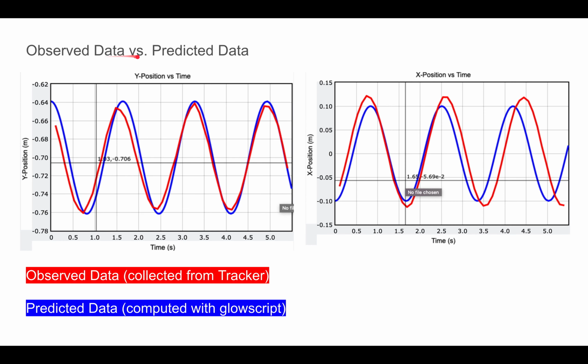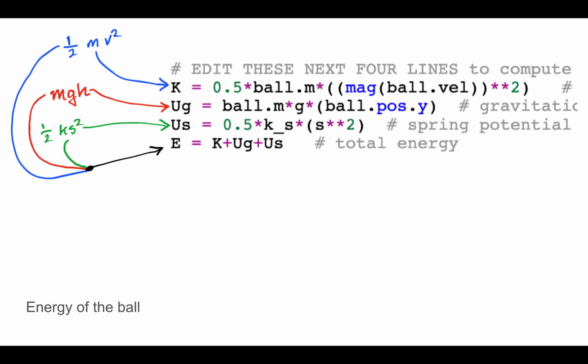Here we have the observed data versus the predicted data. Observed data is in red, collected from Tracker, and in blue is the predicted data computed with VPython. As you can see, the predicted data is a little smoother because we have a smaller time step. In the y position, the y axis, they are a little more closely aligned than they are on the x. However, they are still reasonably within sync of each other.